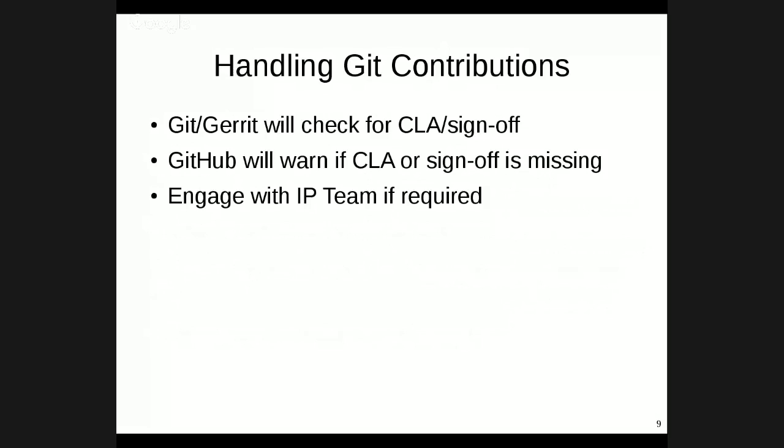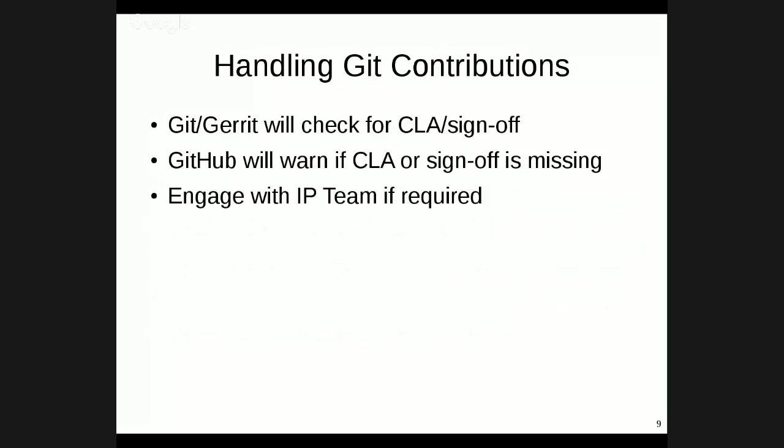If you get a pull request on a project that's hosted on GitHub, we've put in a hook into GitHub that will warn a committer attempting to accept a pull request if the CLA or sign off is missing. If that's true, there's a responsibility of the committer to make sure that those things are taken care of before the pull is accepted.